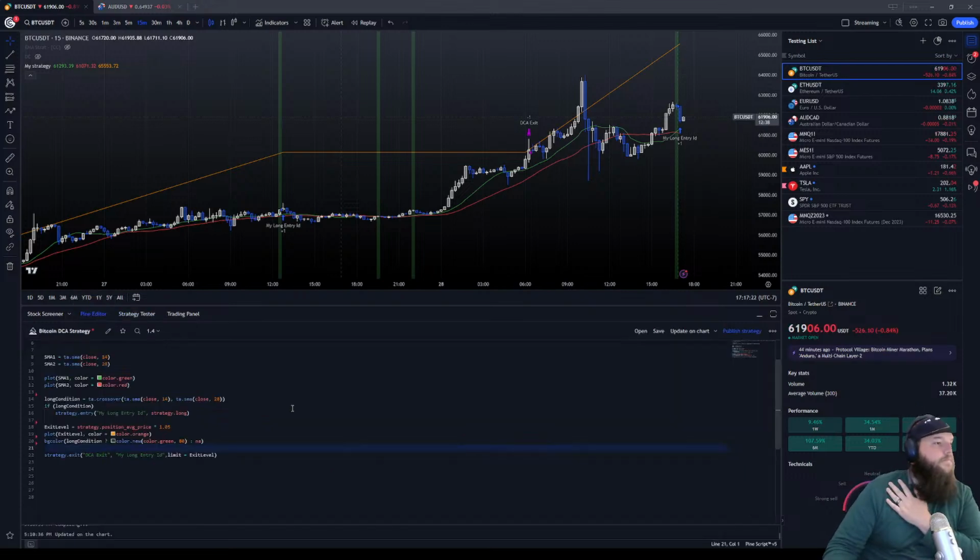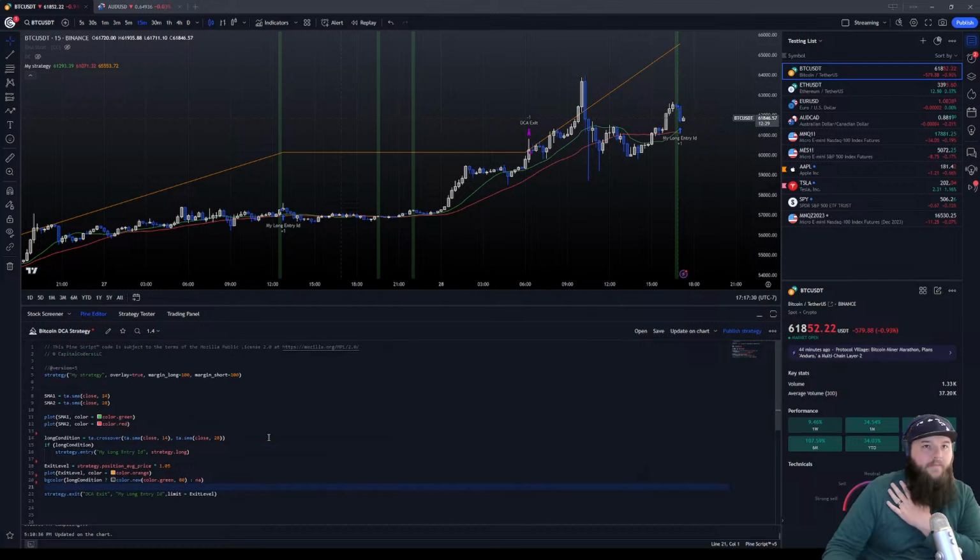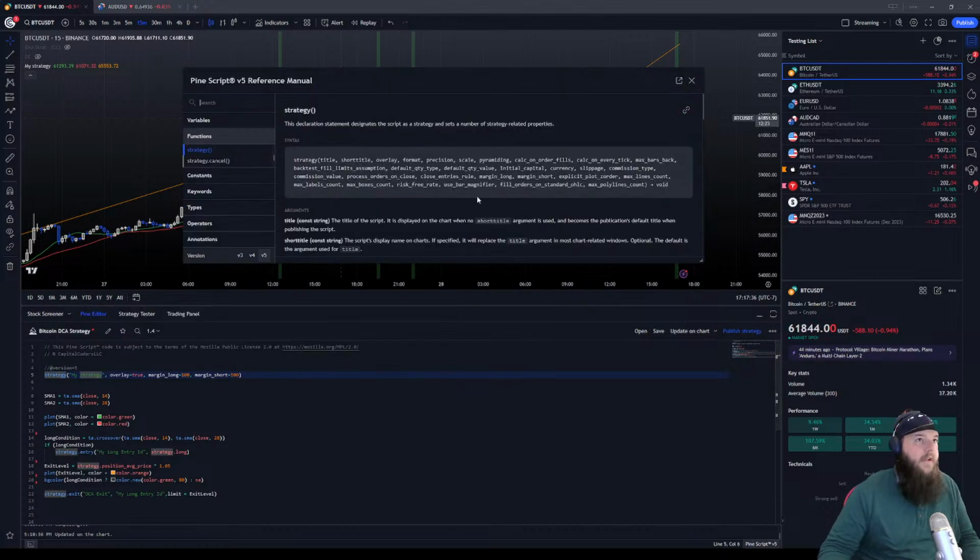Alright, so we need to add in rules to continue to add into the strategy. There's a few things to consider here. First thing, we need to add a new parameter in our strategy function. And that parameter is... Anyone know? Pyramiding, there we go.